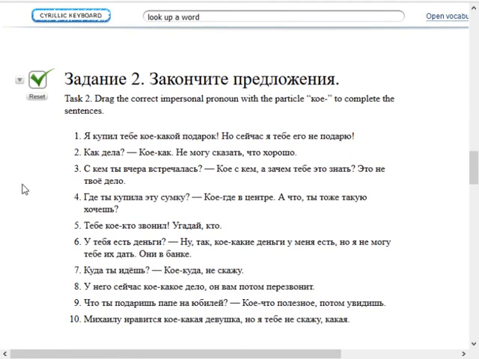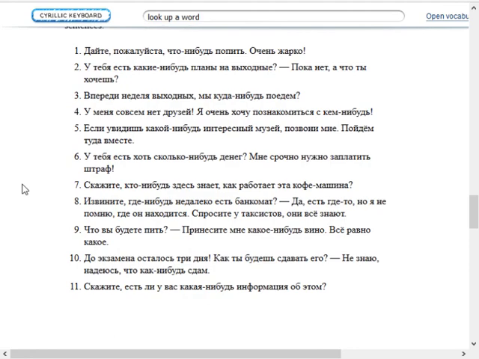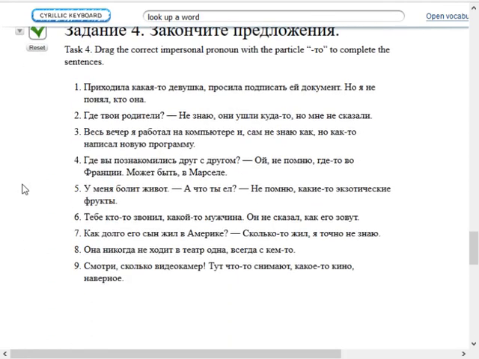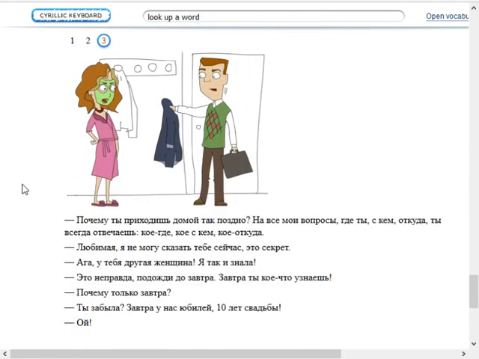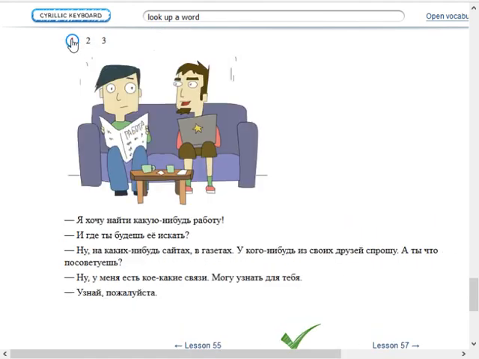Okay, and here was exercise 2. And here was exercise 3, exercise 4, and finally the 3 dialogues in the last exercise. All right, that's it. I guess that's all. Hopefully it's pretty clear.